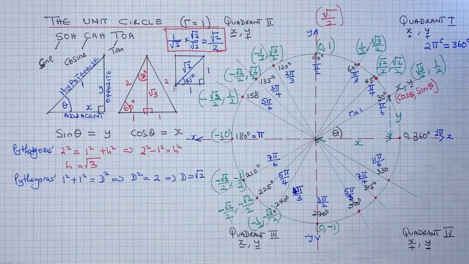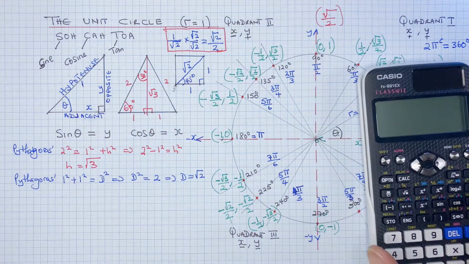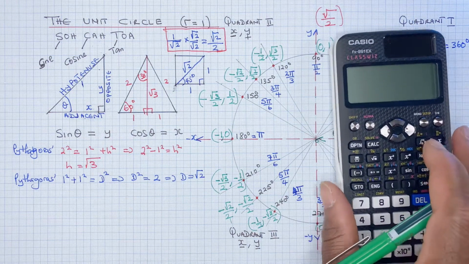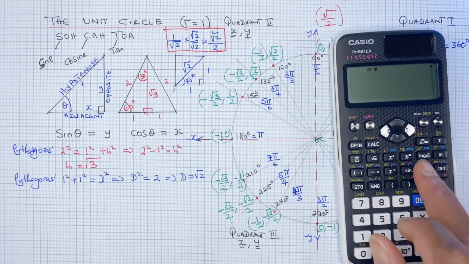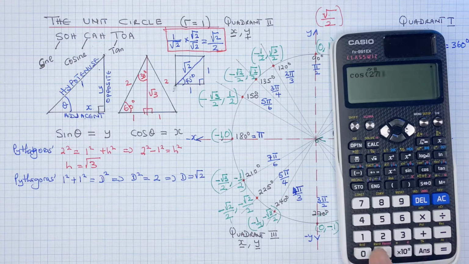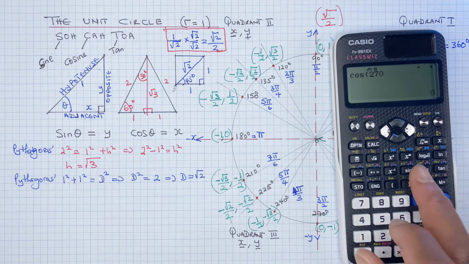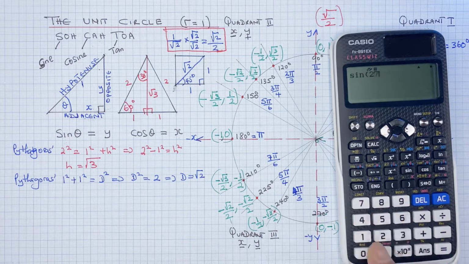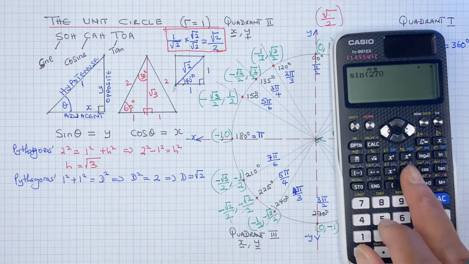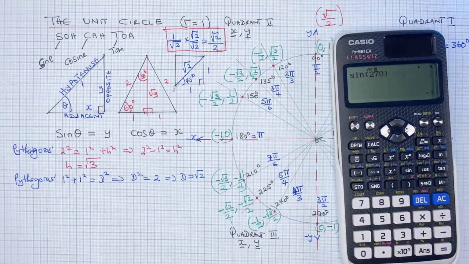We can try and check it on the calculator. So switch it on and just put cos of 270, 0, and sine of 270, supposed to close the bracket, and minus 1. So it's correct.